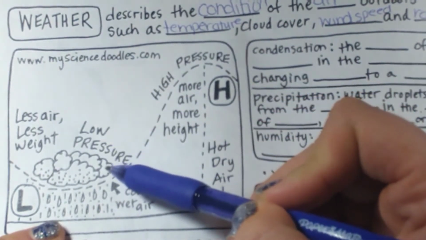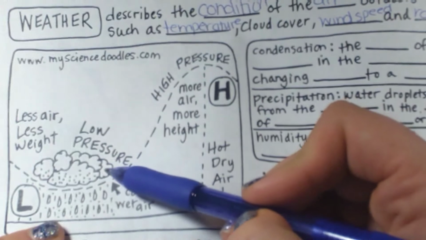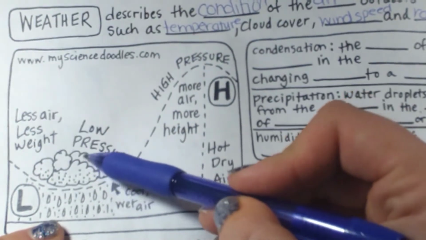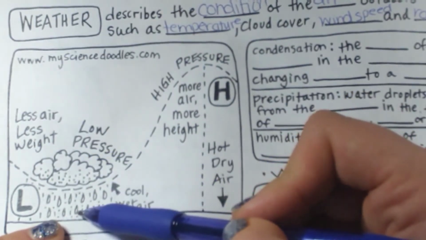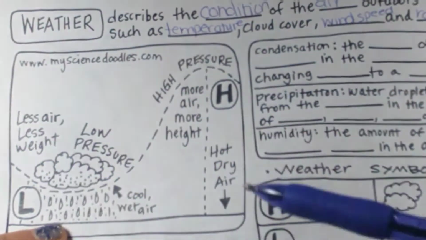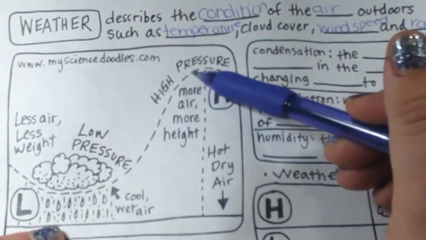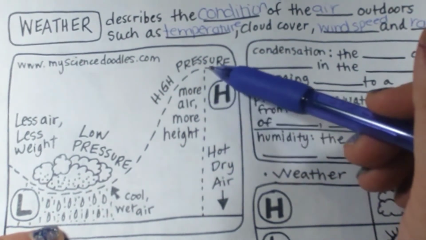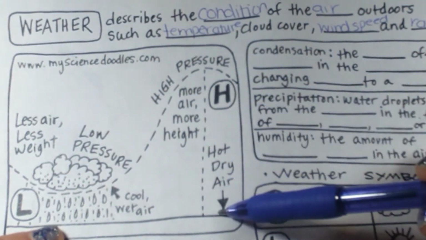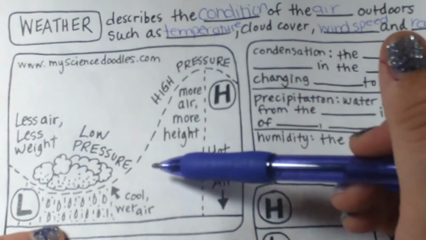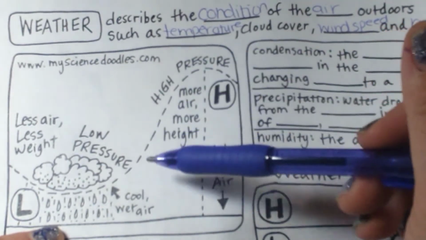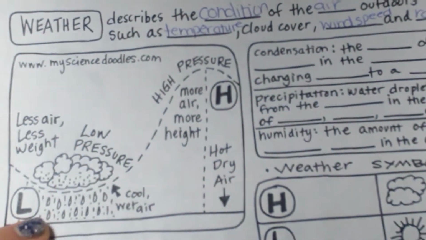Also, remember when we talked about the types of clouds. The ones that are lower to the ground are the ones that bring rain. So now it's coming full circle. And the high pressure system has more air. It's higher in the air, has more height. And our hot, dry air is preventing our storms from coming. So that is our low pressure system.